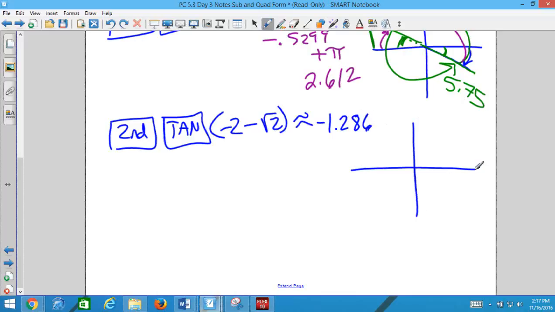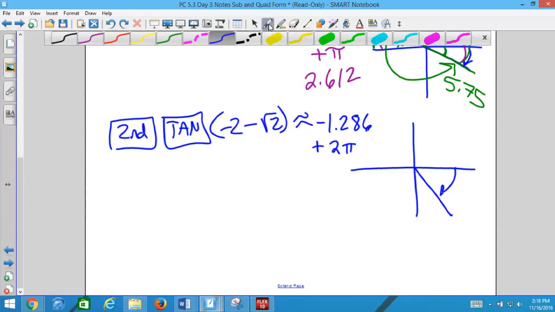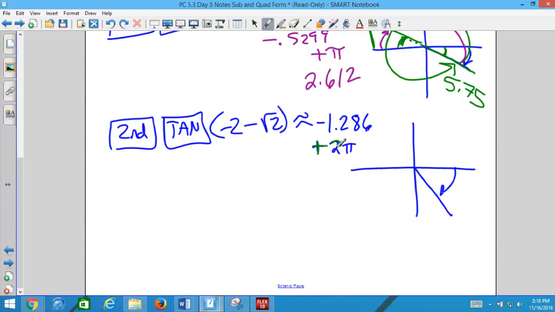So that is negative. It's going to be in this quadrant. But I can't use that one, so what do I do to get the other one? Let's add 2 pi to it. Do it in a different color. Add 2 pi. It'll go me all the way around. So my calculator just plus 2 pi. 4.997. Is that what it was? Did I do it right? Did you do it too?